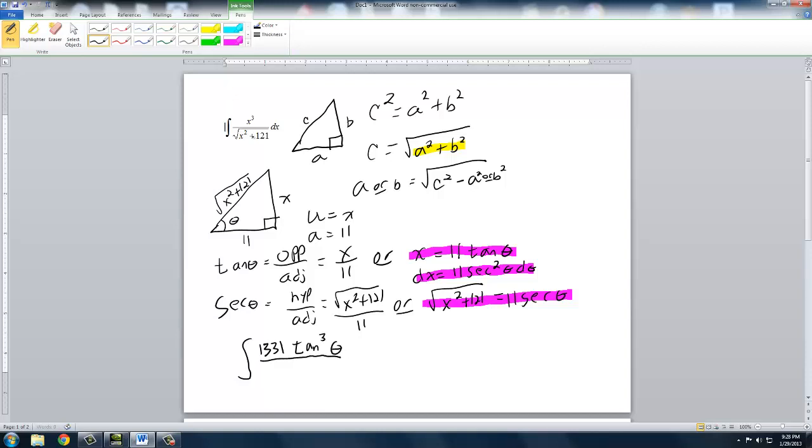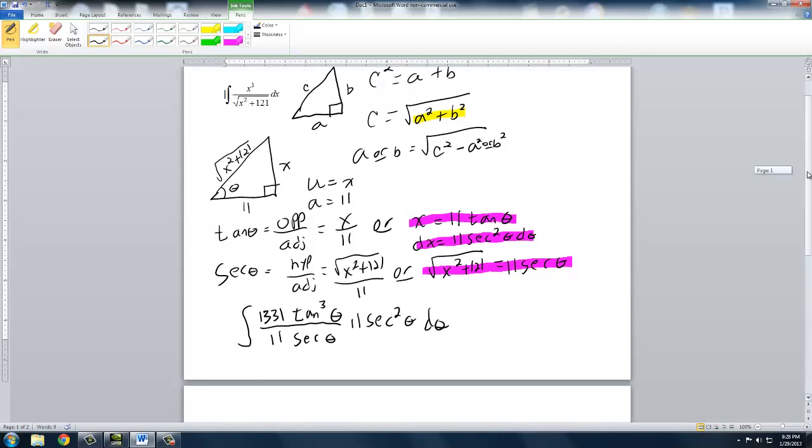Over the square root, which is just 11 secant theta. So just copy it down here: 11 secant theta, times dx. dx is 11 secant squared theta d theta. And now look, I claim that because of how this triangle is set up, this here is equivalent to the original problem. All right, so now we're going to solve this integral.